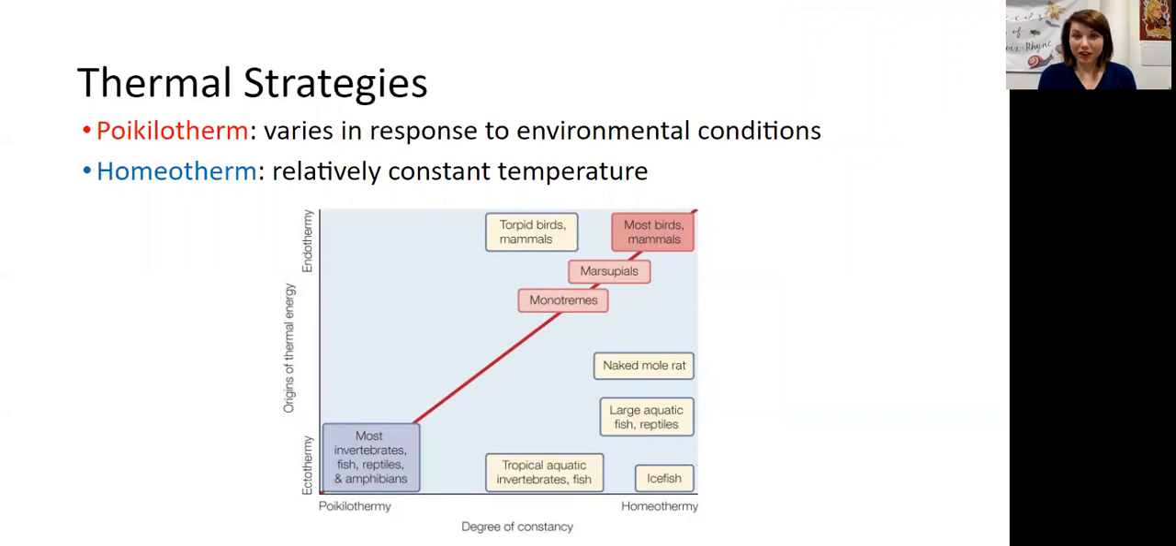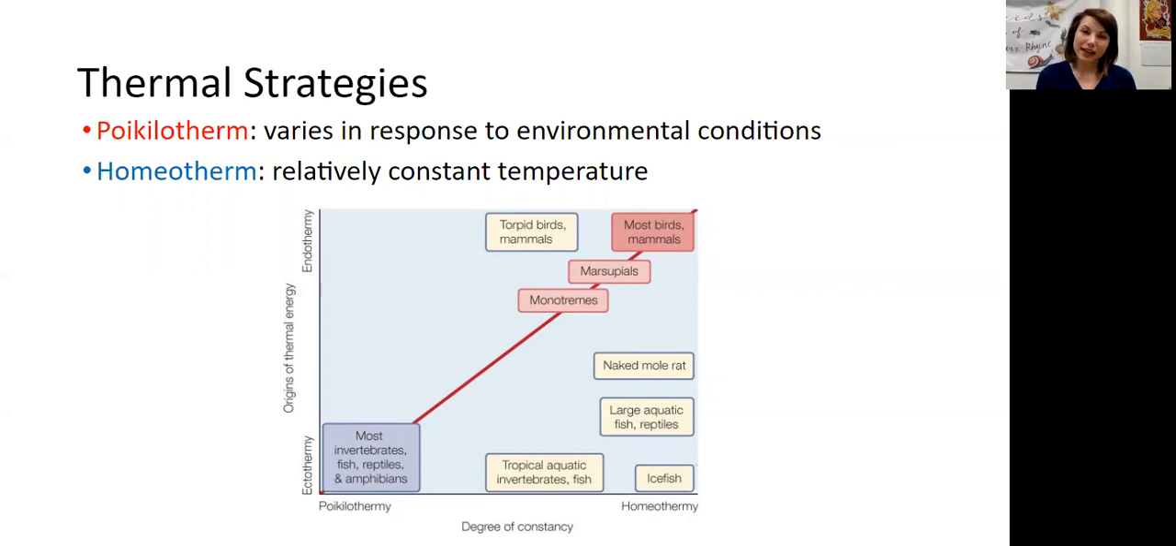And there are different strategies for regulating your temperature. You can be a poikilotherm, which means that you are going to be open to a wider range of environmental conditions. Your physiology will allow you to exist in a wider range. Or you can be a homeotherm, where you need to maintain a really constant temperature.